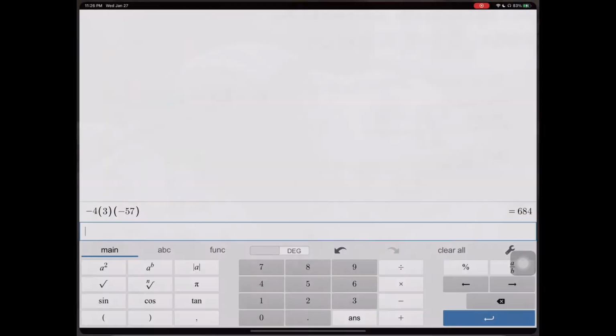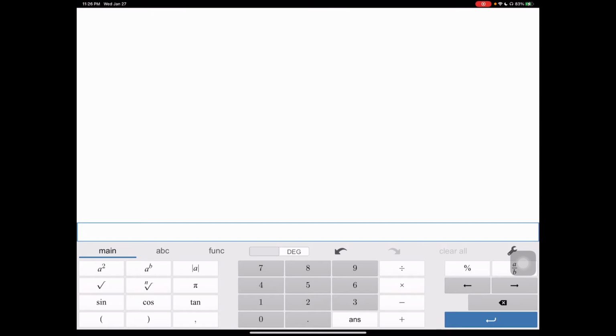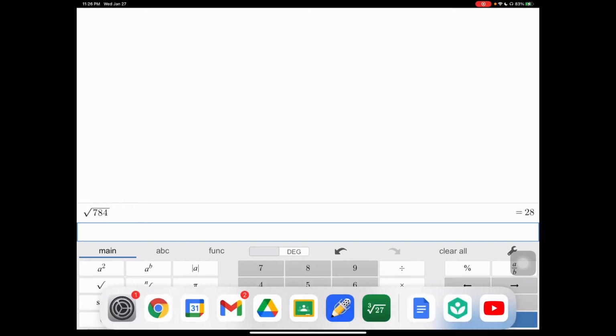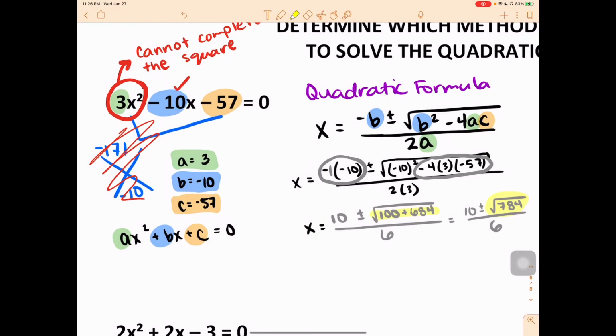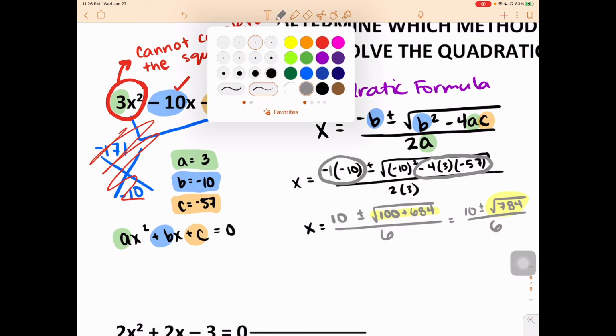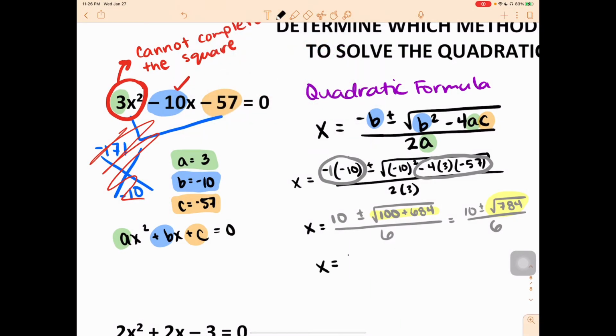So I'm going to go ahead and go to Desmos again and take the square root of 784. And it is a perfect square. We got a whole number, no decimals. It is 28. So now that's really nice. So now what we can do is write, we know x equals 10 plus or minus 28. The square root of 784 is 28 all over 6.